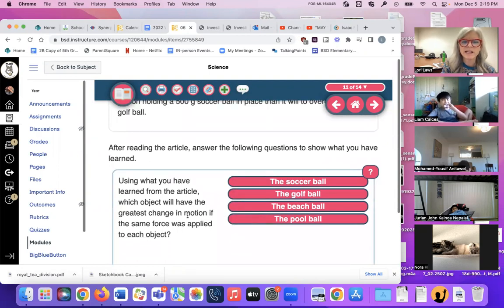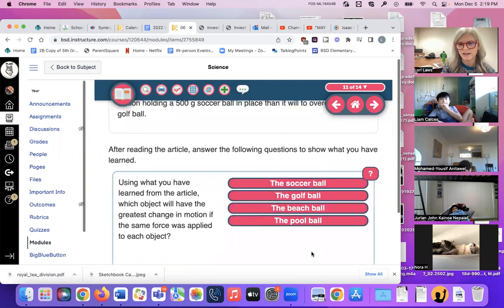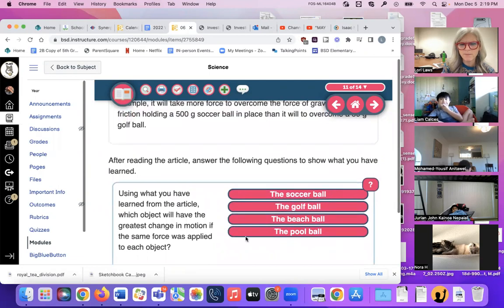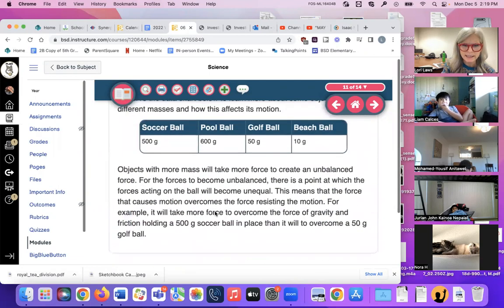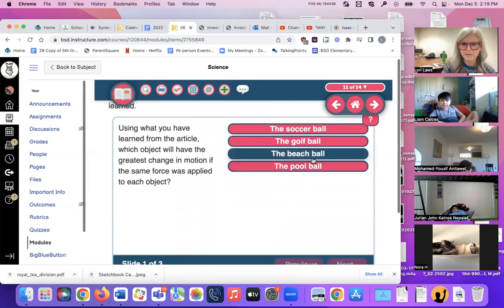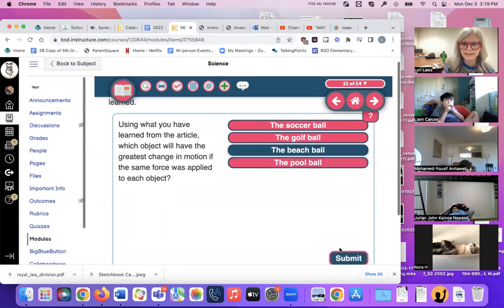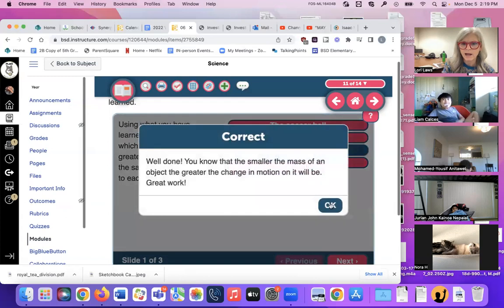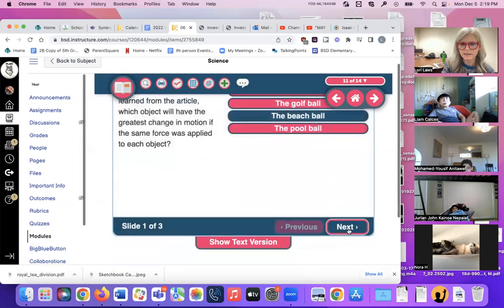Which object will have the greatest change in motion if the same force is applied to it? A soccer ball, a golf ball, a beach ball, or a pool ball? I presume the beach ball is a blow-up ball. I don't know. Which one has the least? Oh, here we go. Which one has the least mass? The beach ball. Okay, then I think it's going to be the beach ball. Well done. Next.